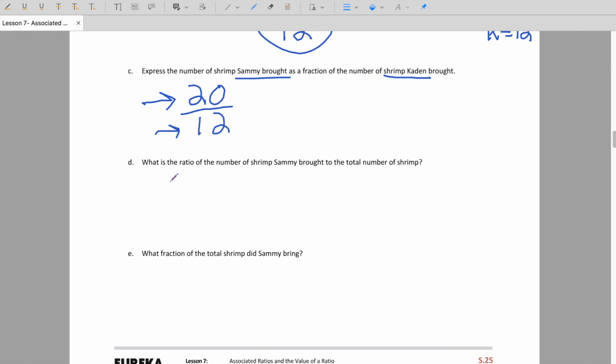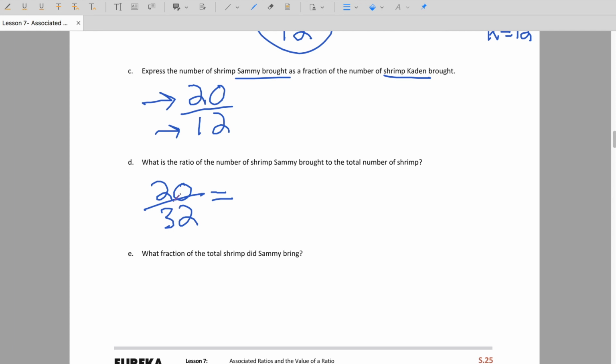D, what is the ratio of the number of shrimp Sammy brought to the total number of shrimp? Well, Sammy brought 20 shrimp. And how many total shrimp are there? 32. It said that in the original problem. So 20 to 32 is the ratio of the number of shrimp Sammy brought to the total number of shrimp. But we can reduce this ratio, right? We can reduce this fraction.